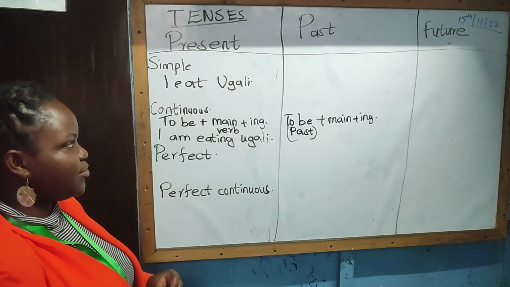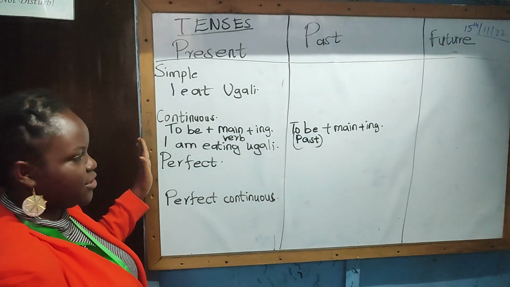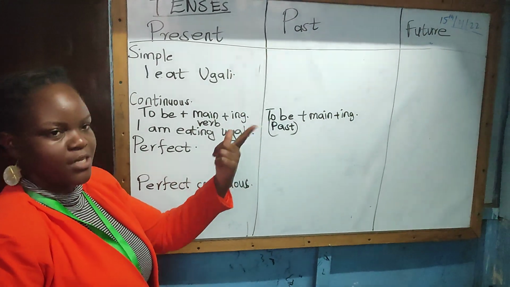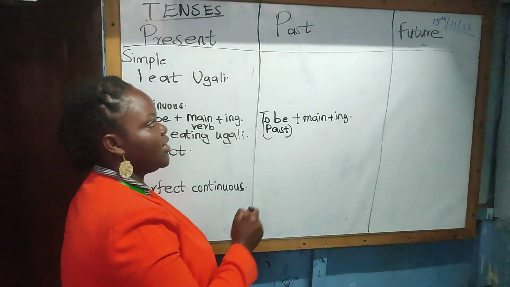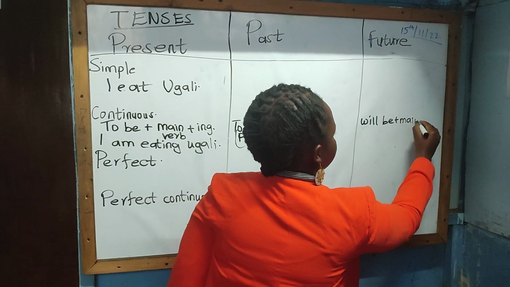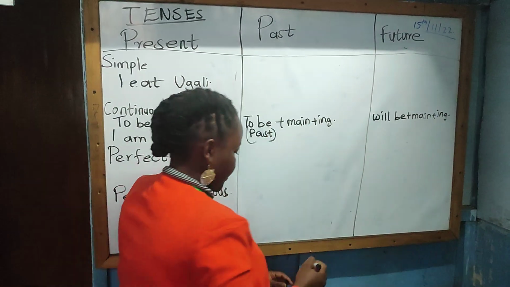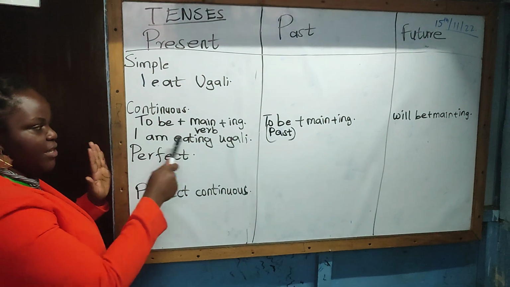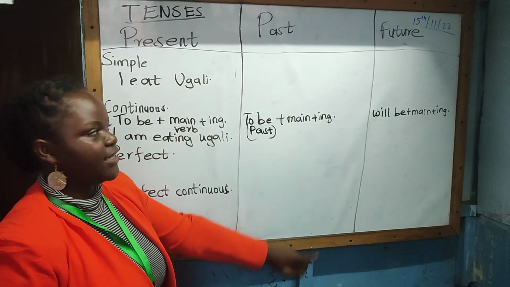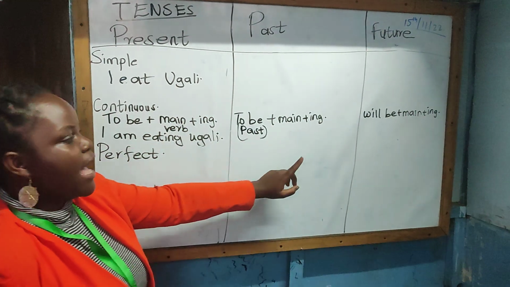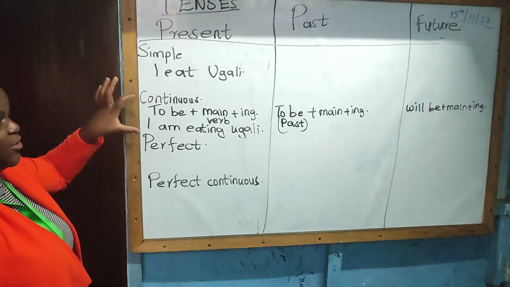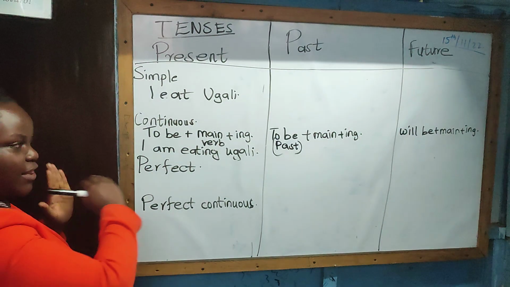Okay? Then, how do we form future continuous tense? Future continuous tense is formed when we have, now instead of using to be in future, we'll use will. Okay? So we'll have will be plus the main verb plus ing. So, if in present tense we say I am eating ugali, in past tense it will be I was eating ugali. Then if you go to future continuous, I will be eating ugali. We are done with the continuous form in all the tenses.